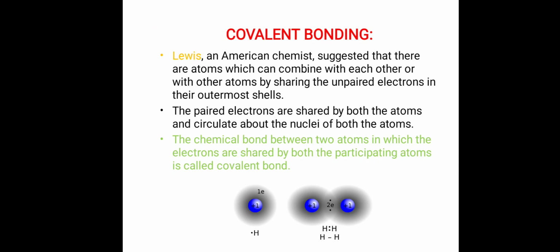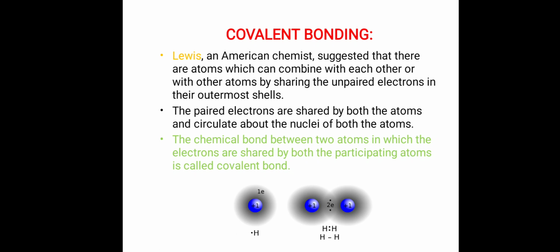Next one is covalent bonding. In covalent bonding, there is mutual sharing of electrons. One atom gives one electron to attain the stable state, and the other atom also gives one electron to attain the stable state.